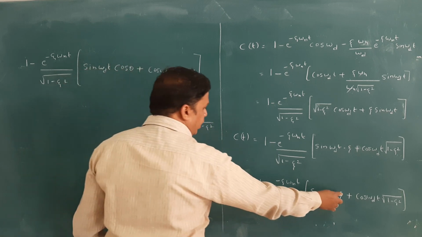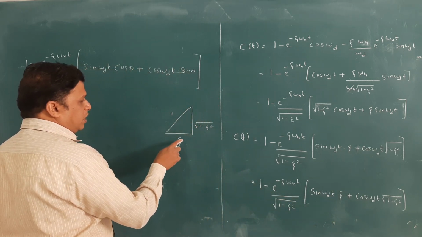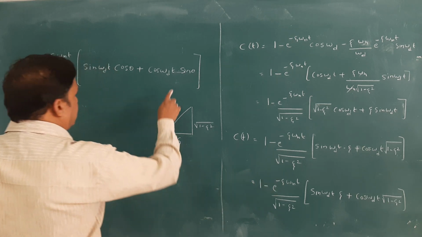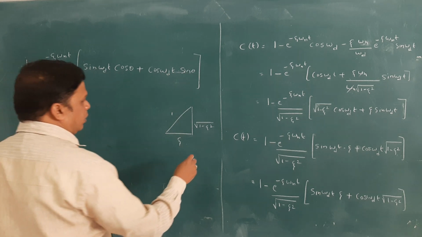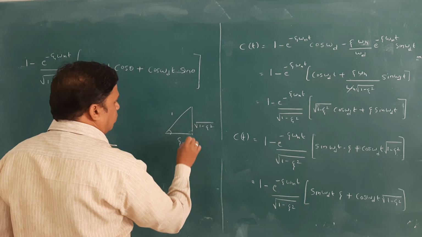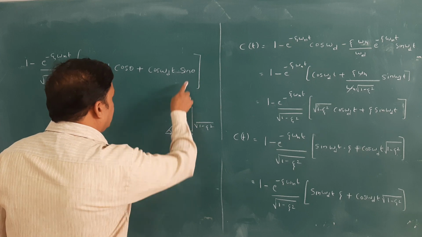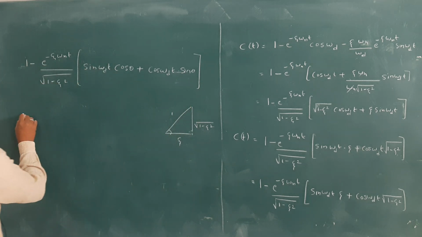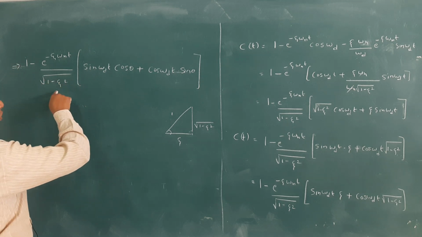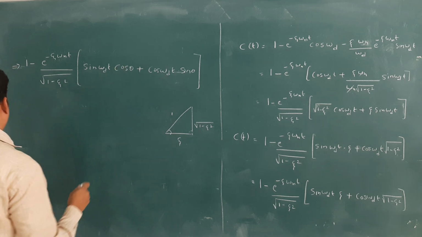As we are writing zeta as cos theta, this hypotenuse is 1. Why? Because adjacent side to theta by hypotenuse is cos theta. So we can write cos theta. And what is sin theta? Sin theta is nothing but opposite side to theta by hypotenuse, that is square root of 1 minus zeta square by hypotenuse. Hypotenuse is 1, so we can write sin theta. So what is the equation? This equation is 1 minus e power minus zeta omega n t by square root of 1 minus zeta square, sin omega dt into cos theta plus cos omega dt into sin theta.